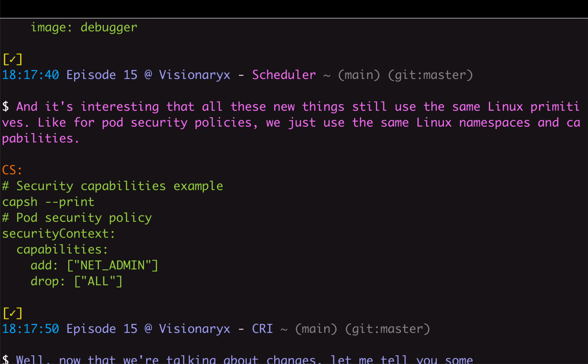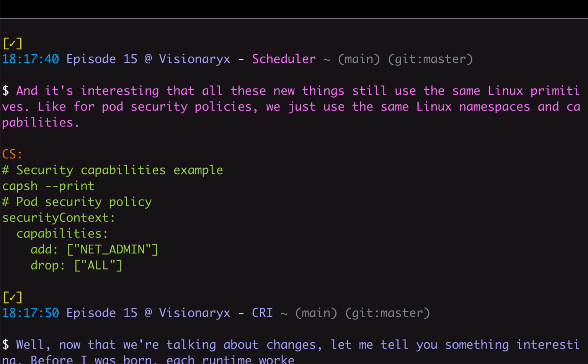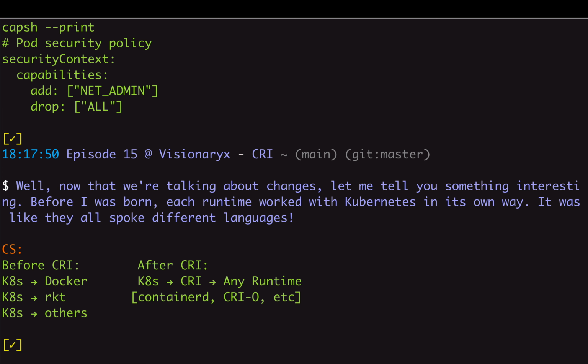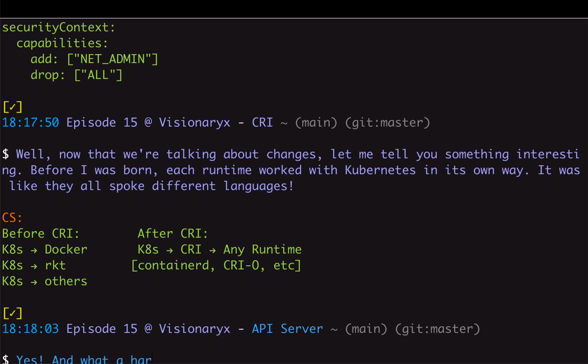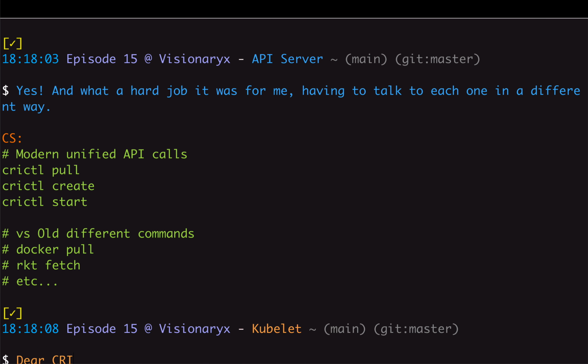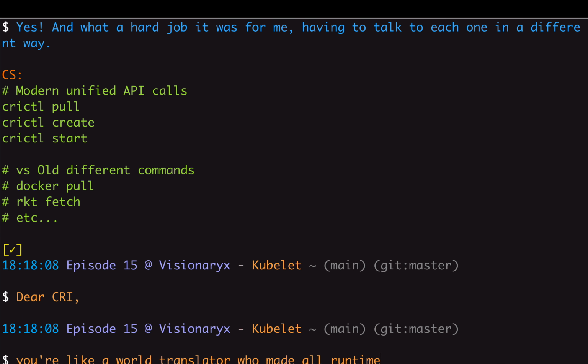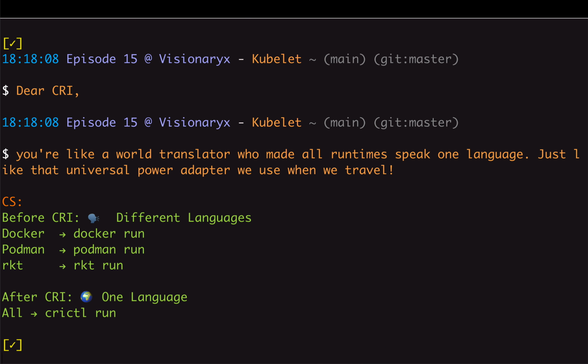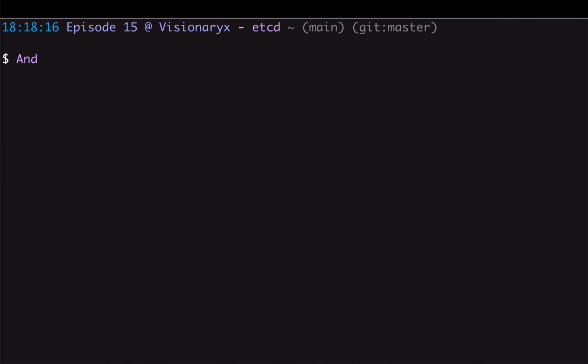Well, now that we're talking about changes, let me tell you something interesting. Before I was born, each runtime worked with Kubernetes in its own way. It was like they all spoke different languages. Yes, and what a hard job it was for me, having to talk to each one in a different way. Dear CRI, you're like a world translator who made all runtimes speak one language, just like that universal power adapter we use when we travel.